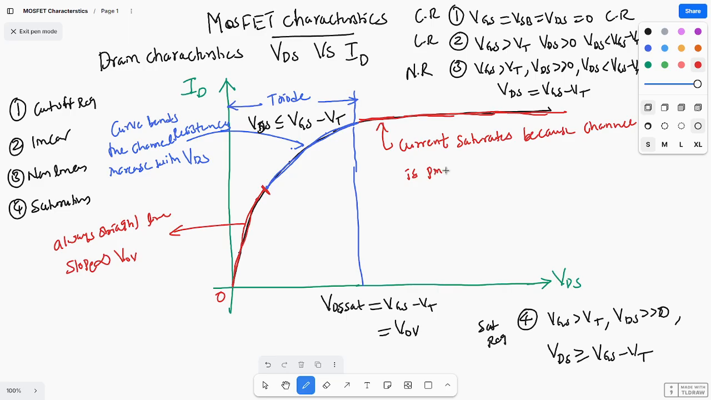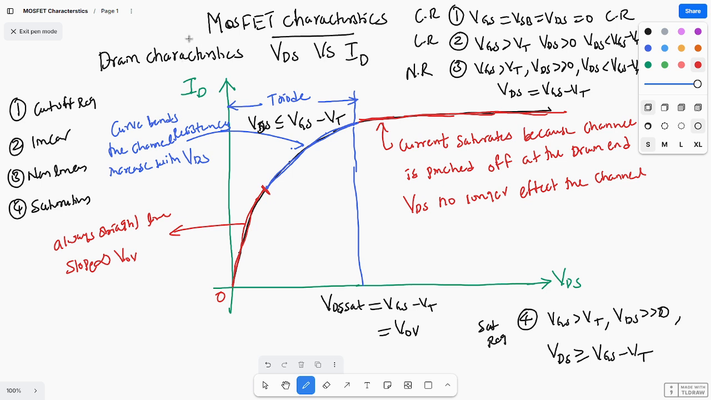Okay, the channel is pinched off at the drain end. And so, as I told you, VDS no longer affects the channel. The current is nowhere depending on VDS; it is depending on the VGS.